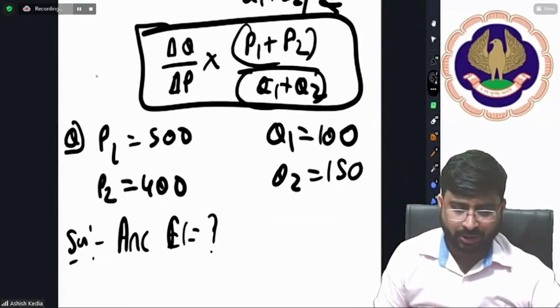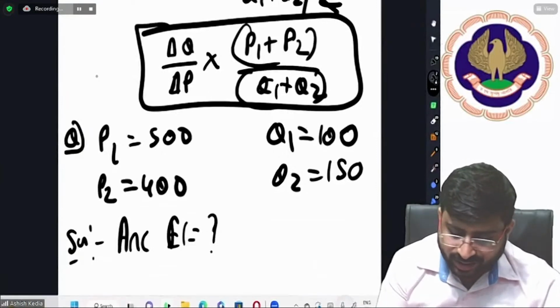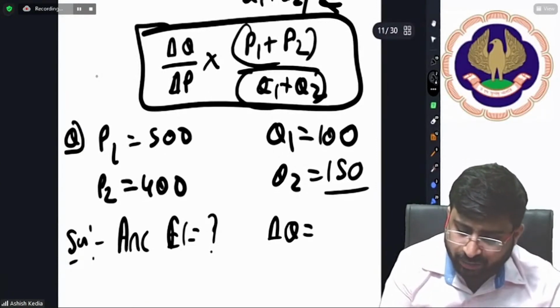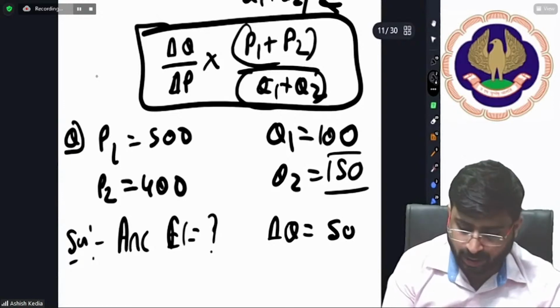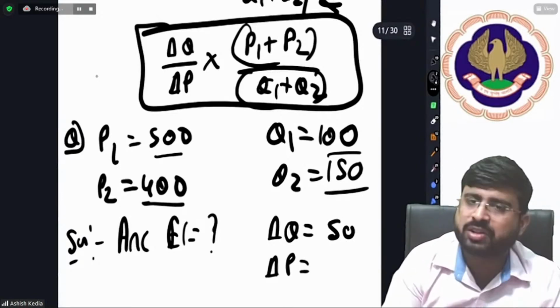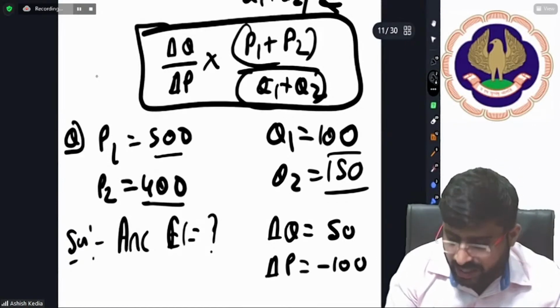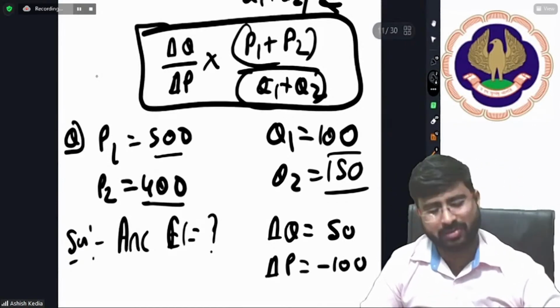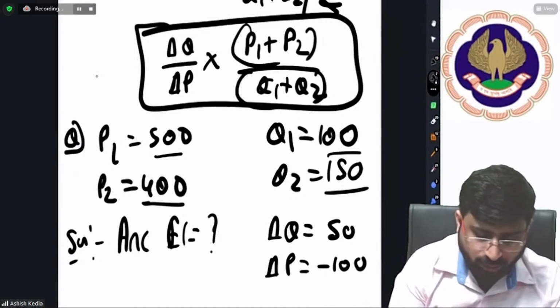Yes, sir. You are all correct if you are saying that the change in quantity is 150 minus 100, which is plus 50. And what is the change in price? Always new minus old. New is 400, old is 500. So 400 minus 500, absolutely correct, minus 100.